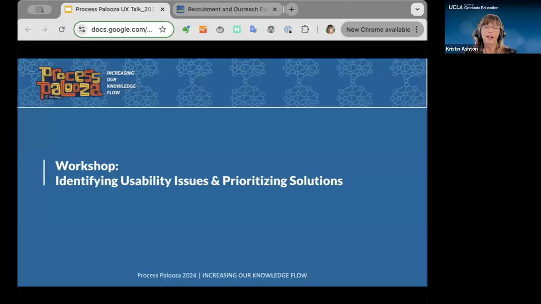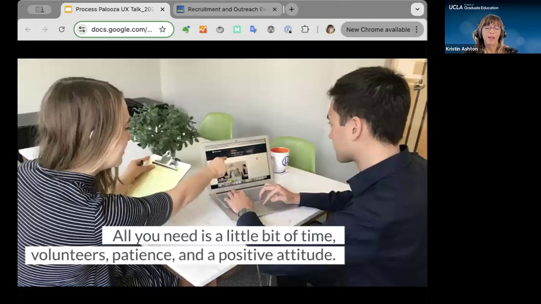So we'd like to try out something here. It's a short workshop, and we're calling it Identifying Usability Issues and Prioritizing Solutions. We want you to not be intimidated by trying a usability test. All you need is a little bit of time, a few volunteers, some patience, and clearly a positive attitude.